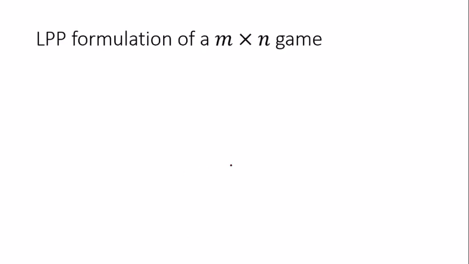So now let's talk about how to do the linear programming formulation, because that's the only thing we need to learn. Once a linear programming problem is formulated, we already know how to solve it using simplex, big M or two-phase method, whichever is applicable. So we won't be spending time on the solution part. We'll be just learning the formulation part of the m cross n game.